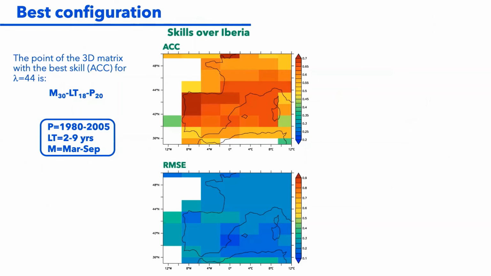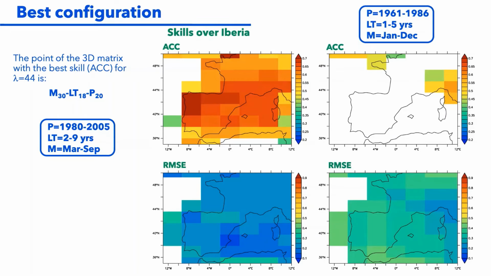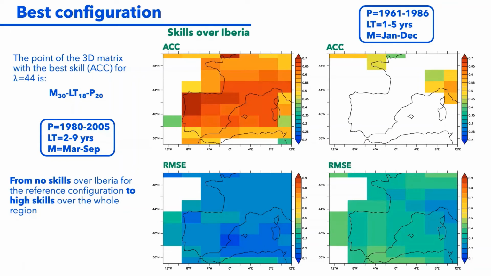And so if we search again the best combination within our three-dimensional matrix, we found that over Iberia we found this configuration: period between 1980 and 2005, with lead time 9 years and 4 months, from March to September. And if we compare again with our reference configuration, we can see that we pass from very low skill, of no significant ACC over this region, to a very high skill over the whole region.